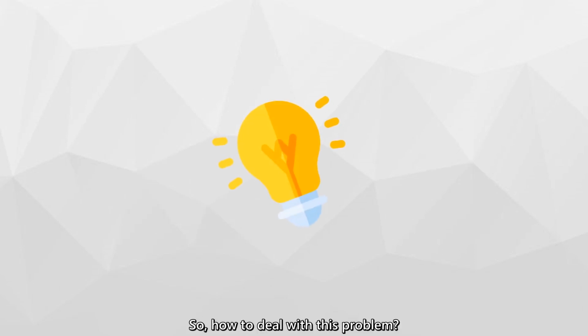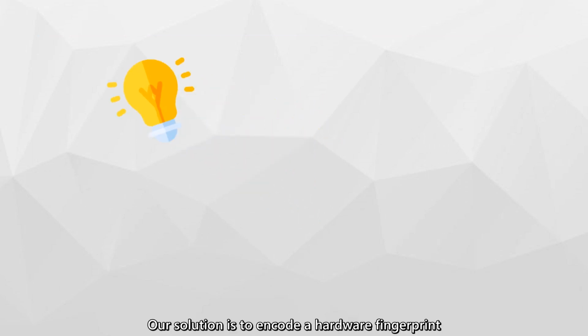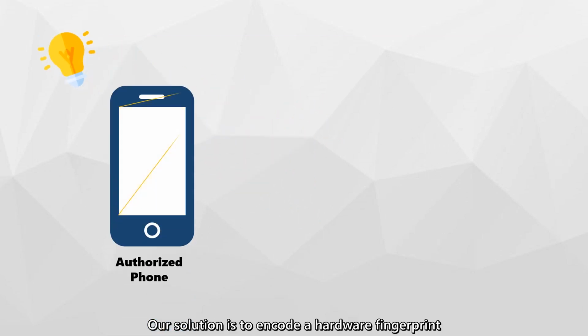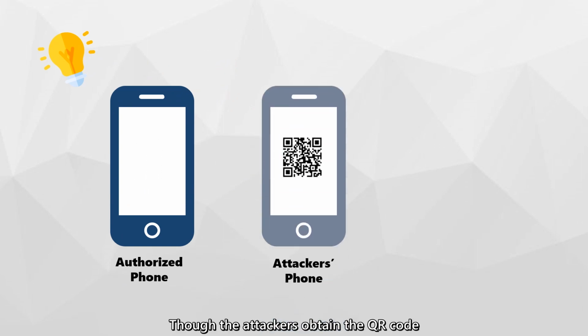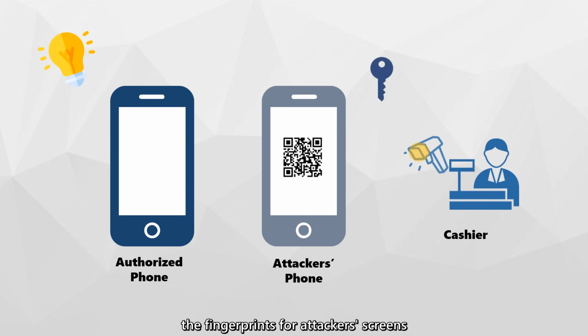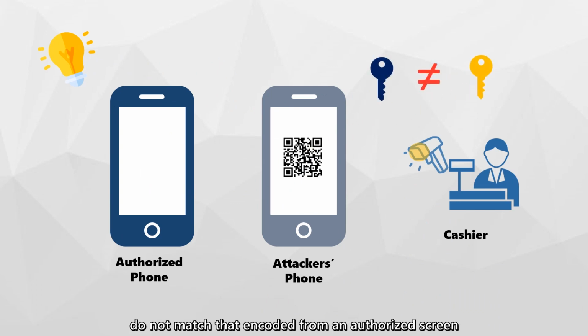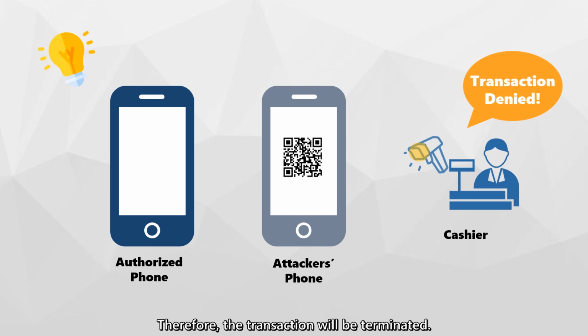So, how to deal with this problem? Our solution is to encode a hardware fingerprint bound to the screen into the QR code. Though the attackers obtain the QR code, the fingerprints of the attacker's screens do not match that encoded from an authorized screen. Therefore, the transaction will be terminated.